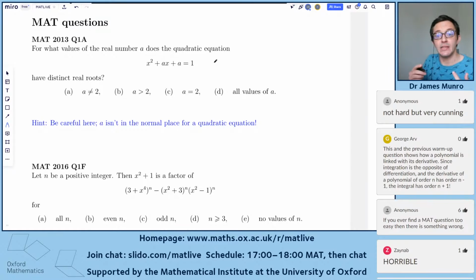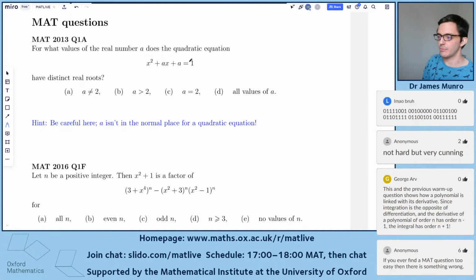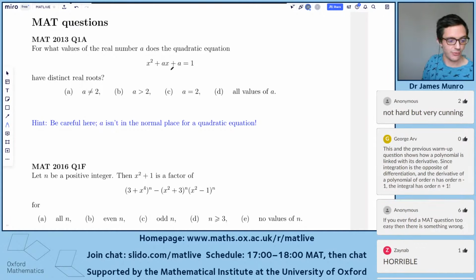This is a bit like the question that we started with, thinking about whether this quadratic has distinct roots, two different roots, or not. This question says distinct. Distinct means not the same as each other, and it's got the word real in. So all you people who love complex numbers, looking for real roots here. And we would like this quadratic in here to have distinct real roots.